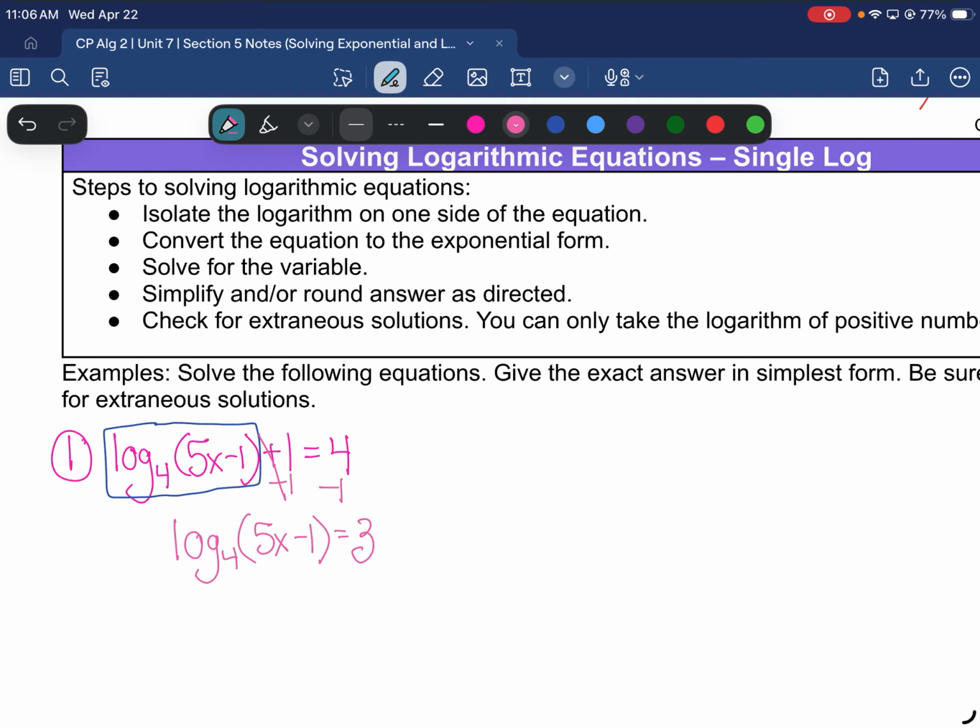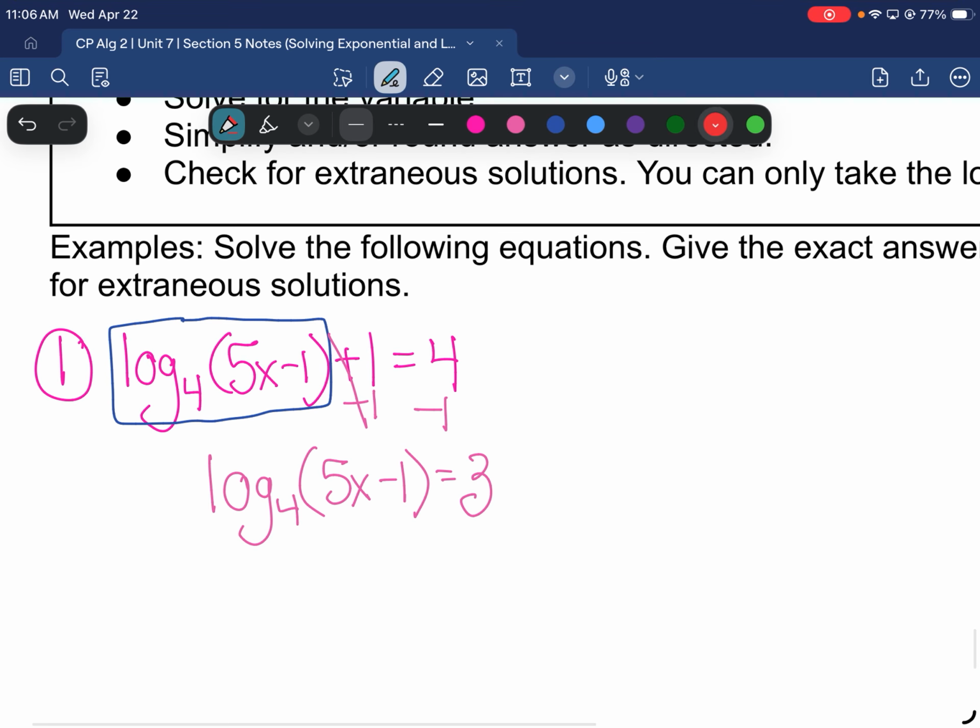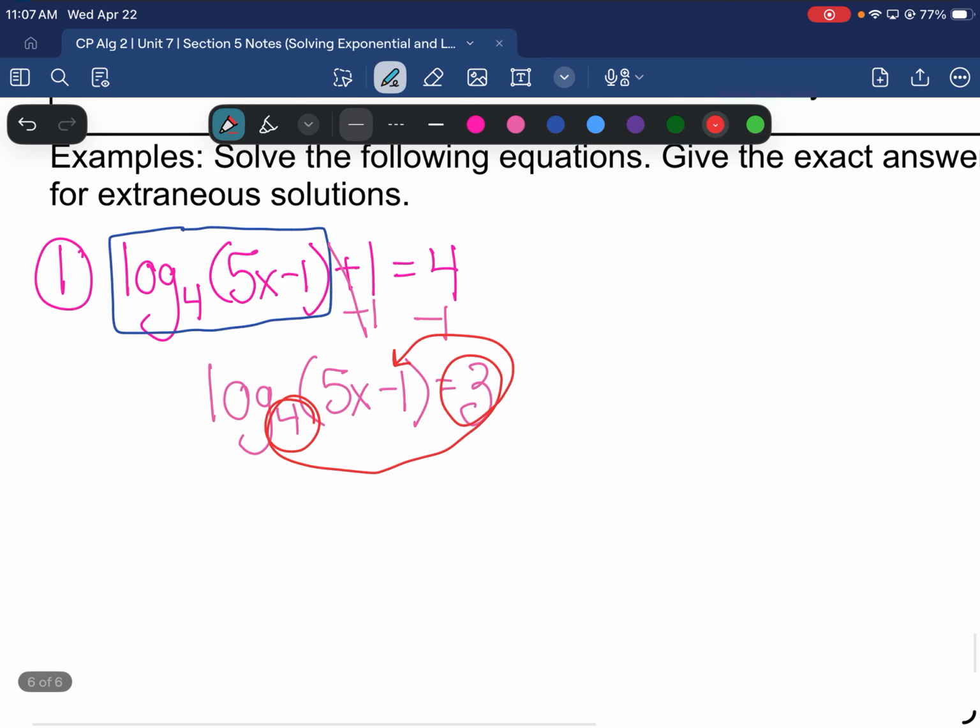So now you can do the loop-de-loop thing if it helps you. I thought it was already. This is in log form, and you need to convert it to an exponential. You were doing the opposite of it when we started today. So if you do that, here's what it looks like: 4 to the third equals 5x minus 1.